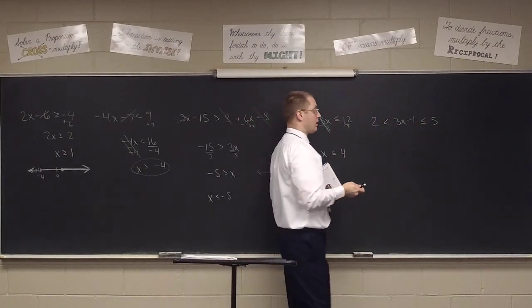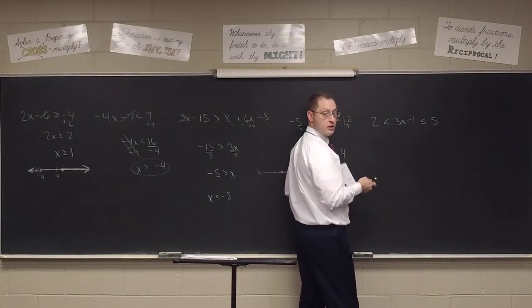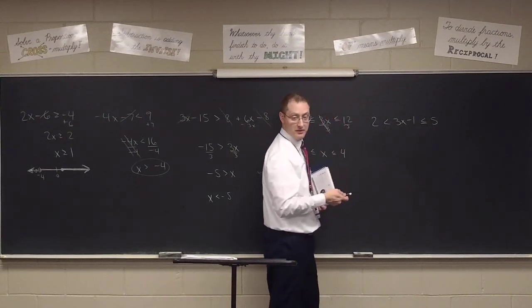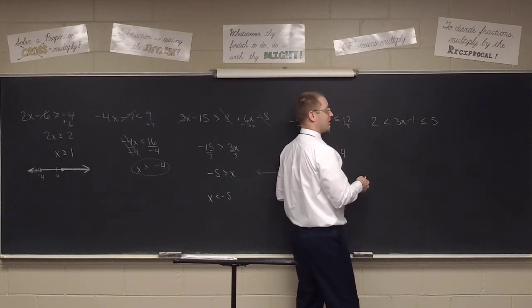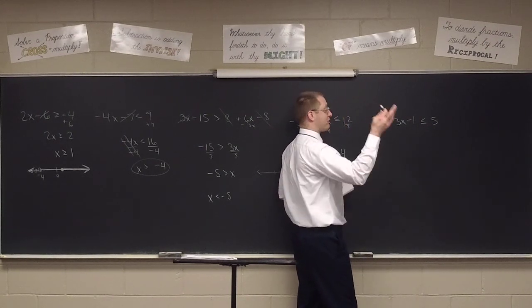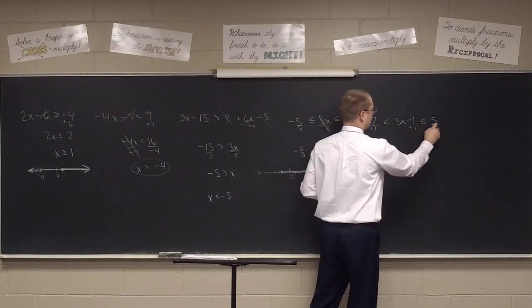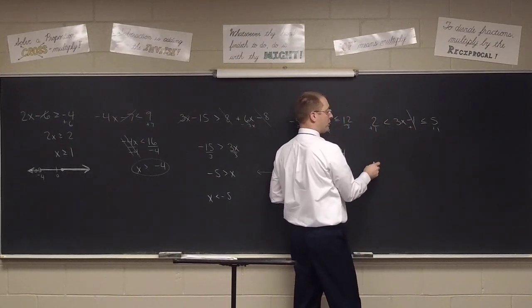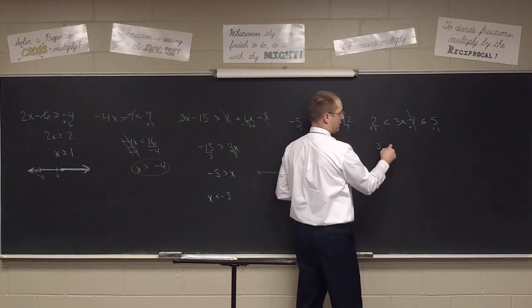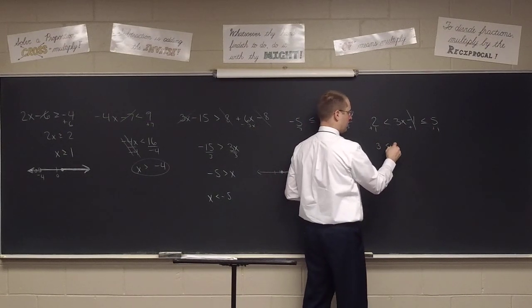Do something with a negative 1. What do I do to get rid of a negative 1? Positive 1. Where do I put a positive 1? Everywhere. Yeah, here, here, here. Each of the 3 pieces gets the positive 1. I'm left with 3 is less than 3x.